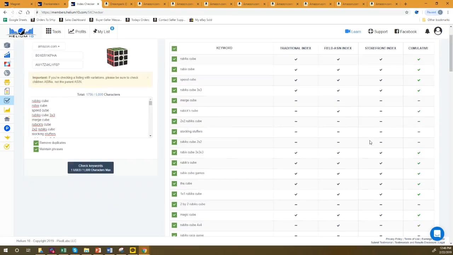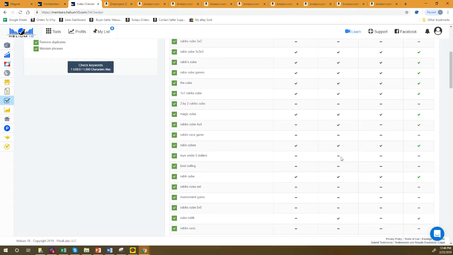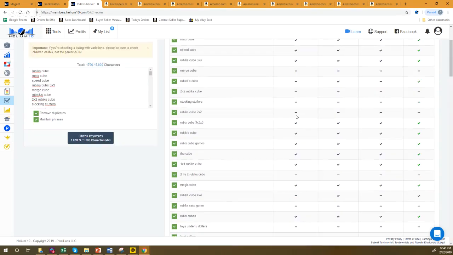Now here is something very interesting. I'm not sure if there's going to be any here, but if you ever see 1 dash right here, check mark here, and dash here, that means you are probably on the sponsored product index. What does that mean? That means that this word is not in the listing. Here's one right here, Rubik's Cube 4x4. That means this word is not in their listing.